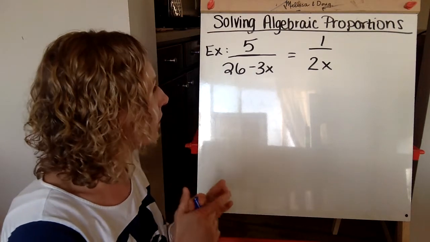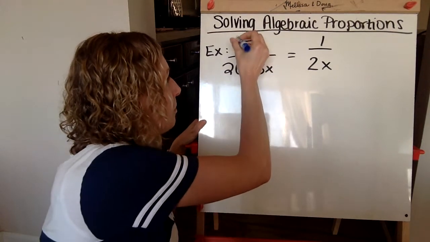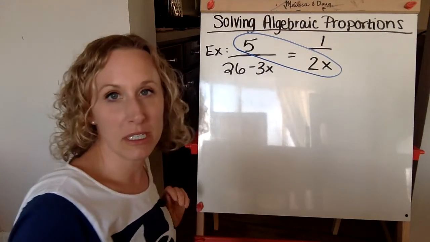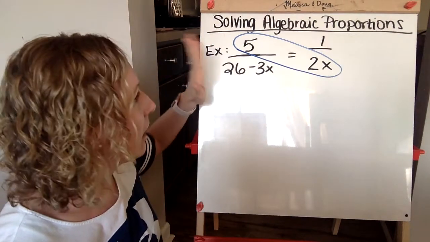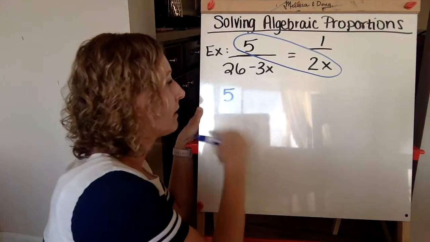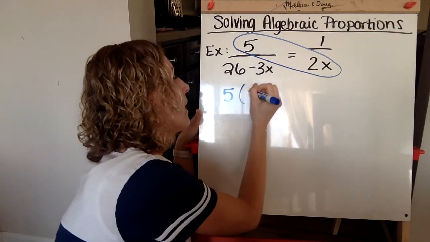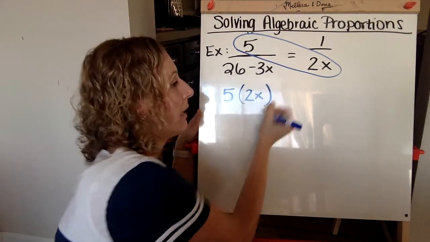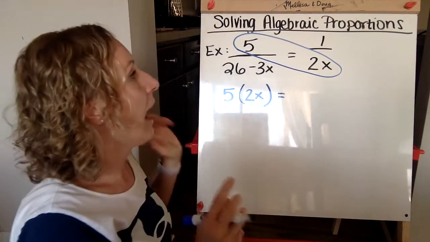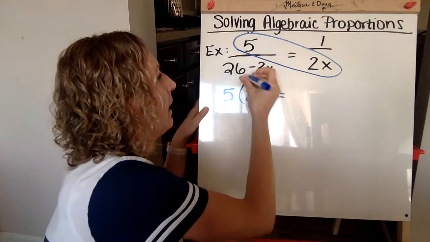So the first thing we're going to do is multiply the two that are across from each other. In this case, it's 5 times 2x. And I'm going to write this out. So 5, and instead of writing a times sign, I'm going to write a parenthesis, times 2x. And then we write our equal sign back down. And then we're going to cross multiply the other side.